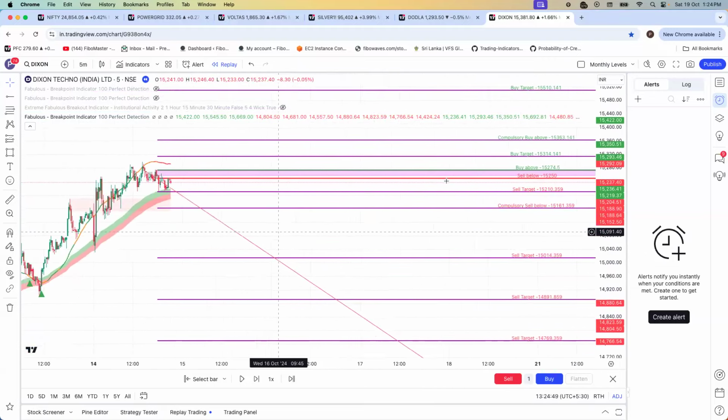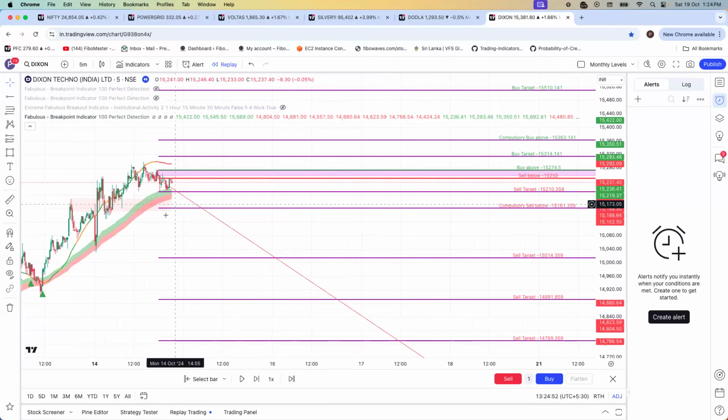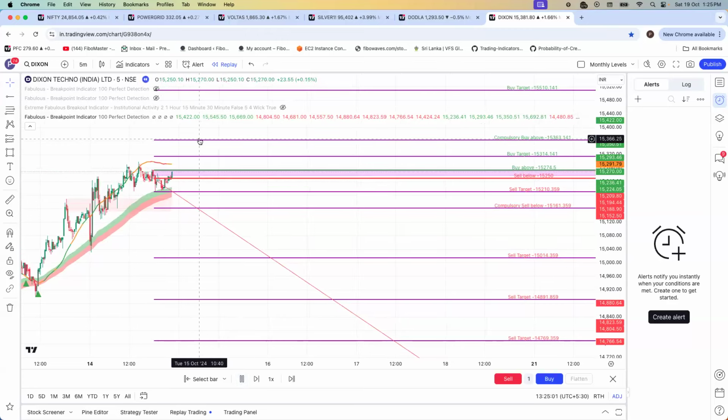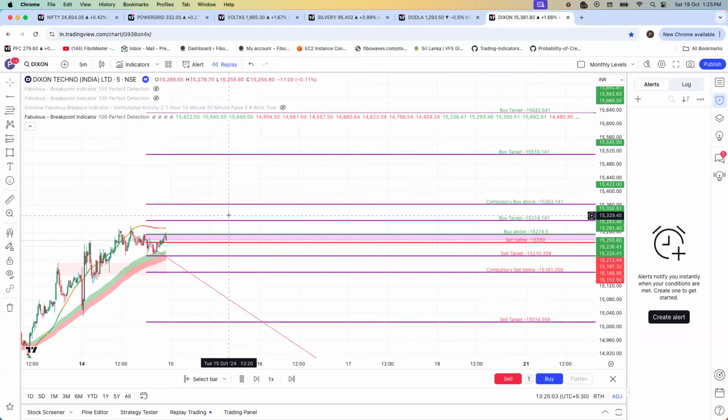You see, your selling is below here. When you sell below here, we get only targets 1 and 2, because it's green here. The target is only 2 levels here. See this: if it crosses above this, you get all the targets.